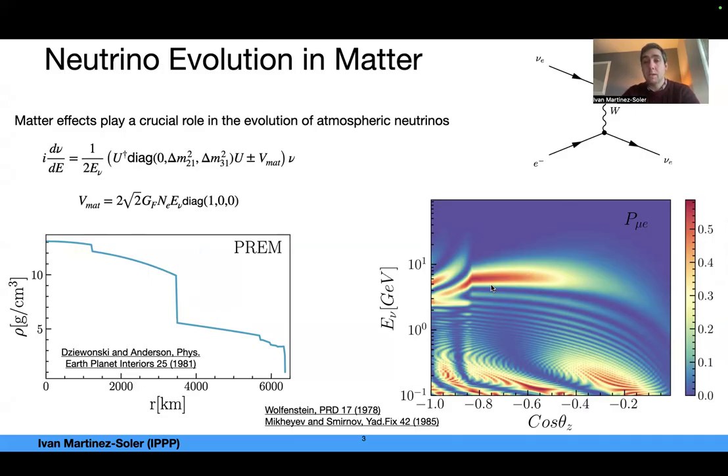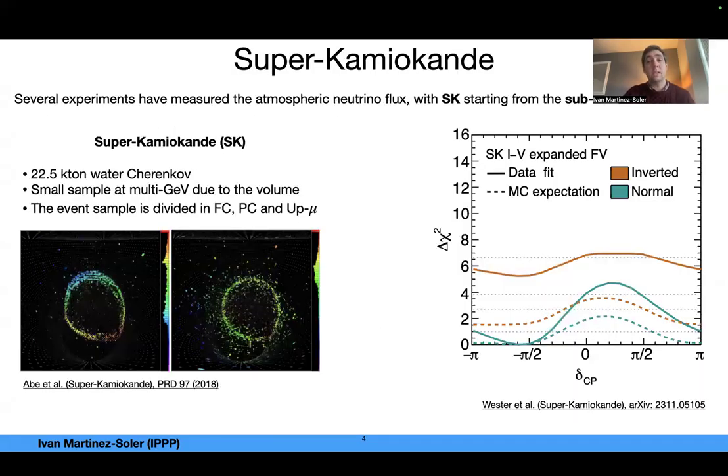That resonance will depend on whether the neutrino mass ordering is normal or inverted, because if it is normal ordering, that resonance will appear in the neutrino channel, whereas if it is inverted, it will appear in the anti-neutrino one. So, using the matter effect, we can have sensitivity to some parameters that describe the neutrino evolution.